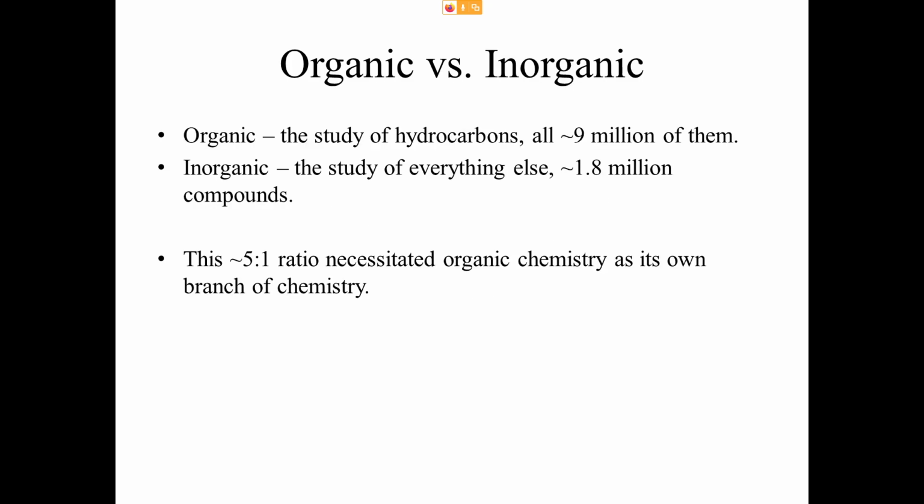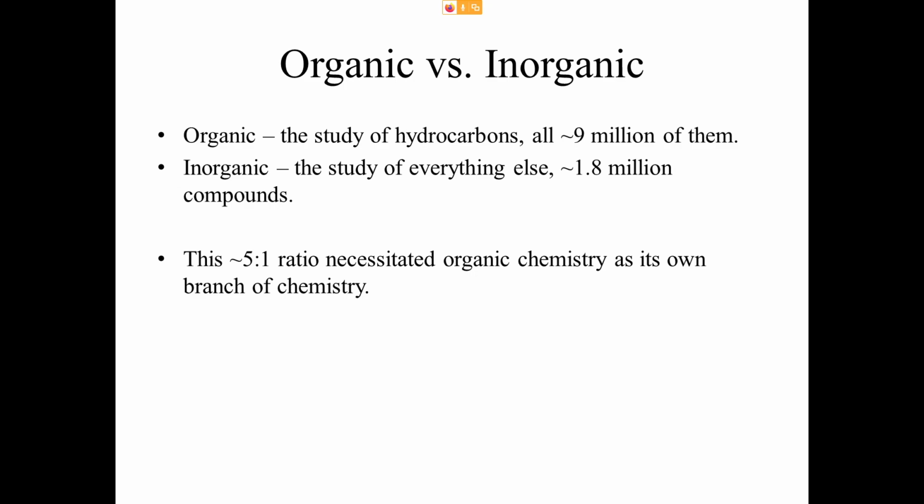Okay. So the first thing we want to do is define organic chemistry. And if you look at all the molecules out there in the entire universe, there's about 9 million of them we would call organic molecules. In other words, they contain carbon, right? Some molecule containing carbons and hydrogens. And then the rest of the molecules out there that do not contain some assembly of carbon, we call them inorganic molecules. And there are only about 1.8 million of those. And so there's about a 5-to-1 ratio here of organic molecules versus all the rest.